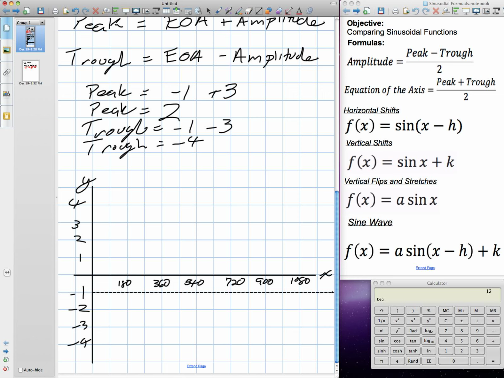We also know that an entire period takes 360 degrees. So if we're starting here, it takes us 360 to get back here at the same point. The amplitude is 3. So if our amplitude is 3, I've got to go up 3 points from the equation of the axis: 1, 2, 3. So I know at 90, I'm going to be at the number 2.